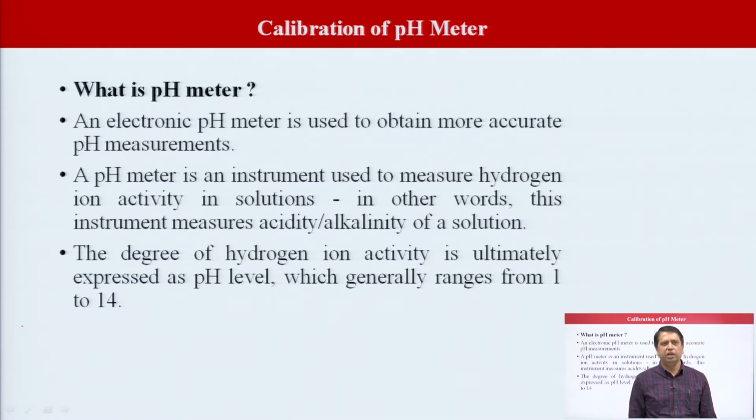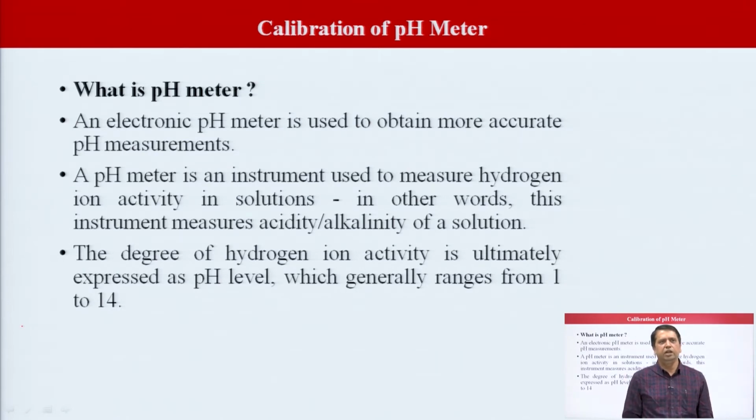So, now you can easily understand what pH is. pH is actually a measurement of the hydrogen activity of any solution. So, in order to measure the hydrogen activity, or in other words the acidity or alkalinity of any solution, we are using the pH meter. The degree of hydrogen ion activity is ultimately expressed as pH level, which generally ranges from 1 to 14.